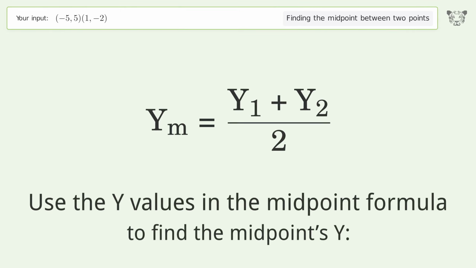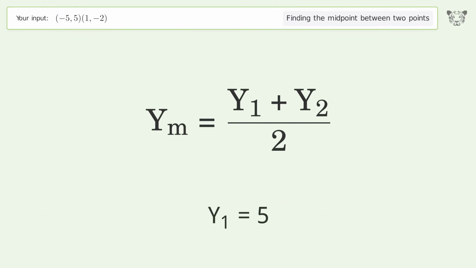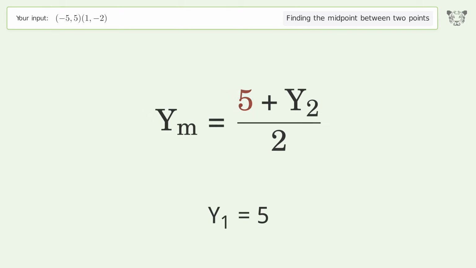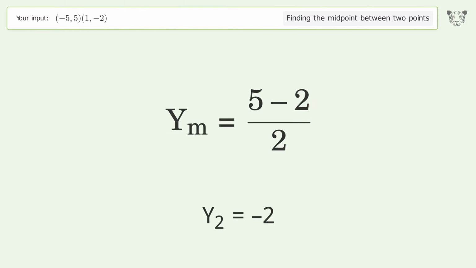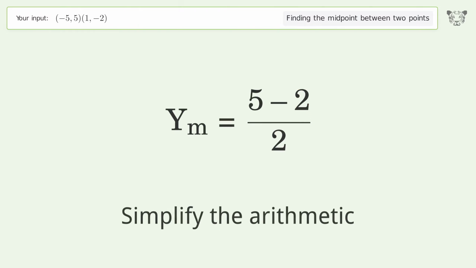Use the y values in the midpoint formula to find the midpoint's y. y1 equals 5. y2 equals -2. Simplify the arithmetic.